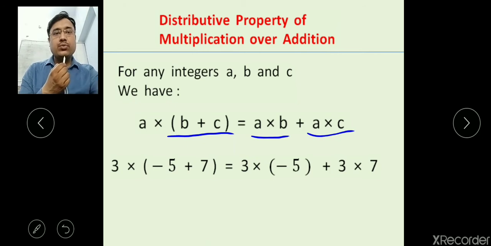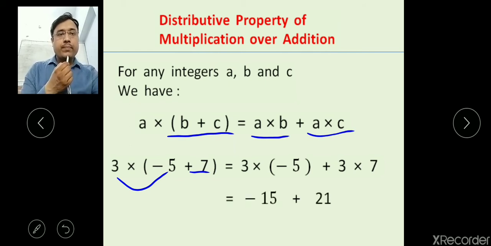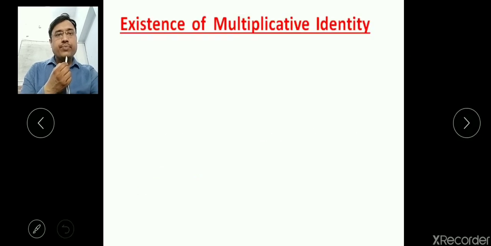Then we have this example. Suppose 3 into (minus 5 plus 7), then this 3 will multiply to this minus 5 and also to this 7, and in between the sign is plus, so here also we have used plus. Then you can find the result: 3 into minus 5 is minus 15, and 3 into 7 is 21.